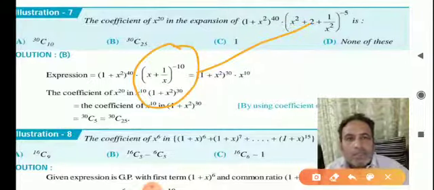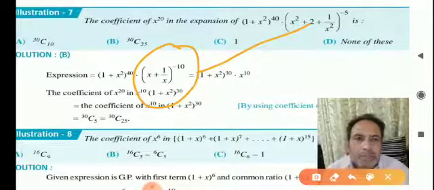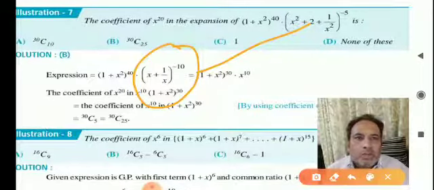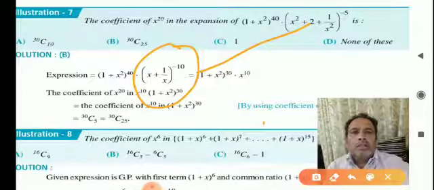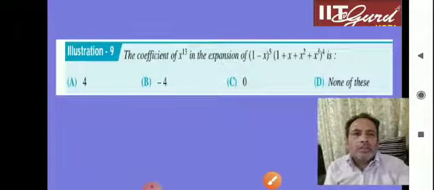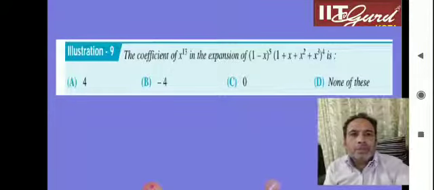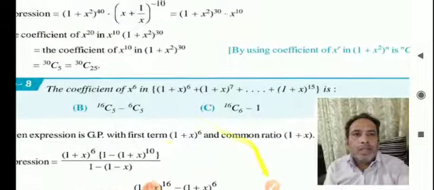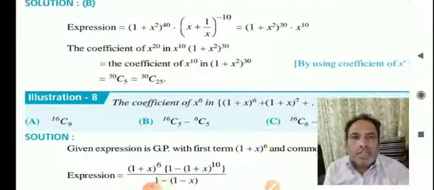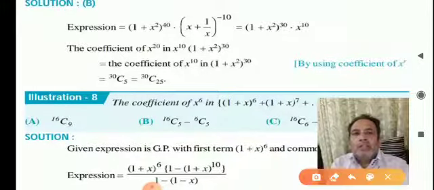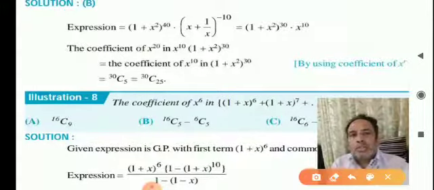So 1 plus x square to the power 40 into x plus 1 by x to the power minus 10, that is final, that is 1 plus x square to the whole power 30 into x to the power 10. And now open this, it's quite easy now, and here you have to find the coefficient of x to the power 10. Sorry, come to the point. Let's see over here. So 30C5 is your answer finally, because this will become here 1 plus x square to the power 30.